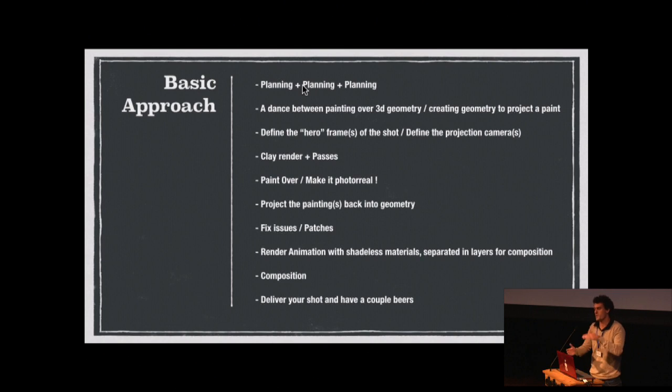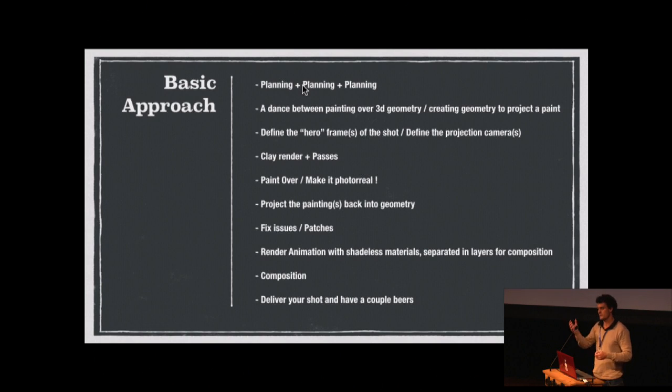If you have a simple camera movement, or no movement in your camera, you will have only one hero frame. But once your movement starts to get complicated, to one side or the other, you have more than one hero frame. So with these hero frames, you duplicate your camera and you define your projection cameras. Okay, I'm going to have a projection camera here and a projection camera here. So you go through this projection camera and you render out a clay render and several passes that will help you in your painting process.